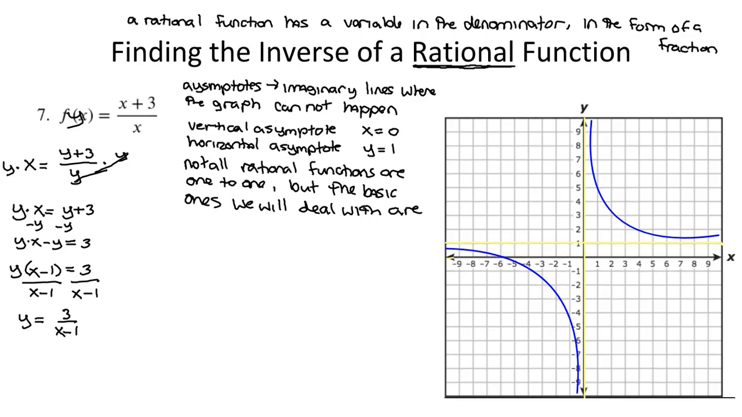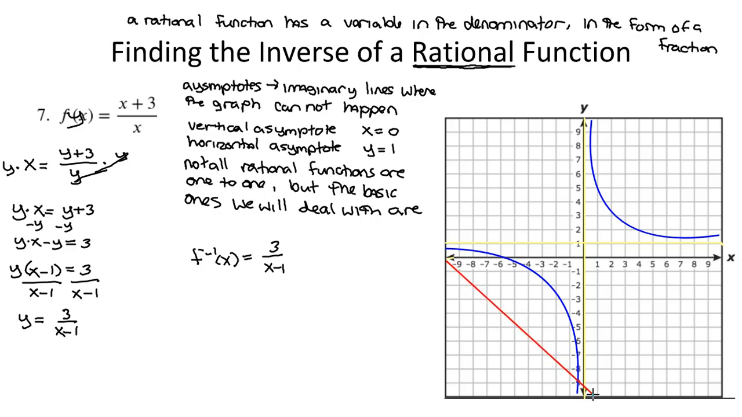That's going to be our inverse function. So all we've got to do now is write the notation: f inverse of x is equal to 3 over x minus 1. And if you want to go ahead and graph that in your graphing calculator, what you're going to see is something like this.